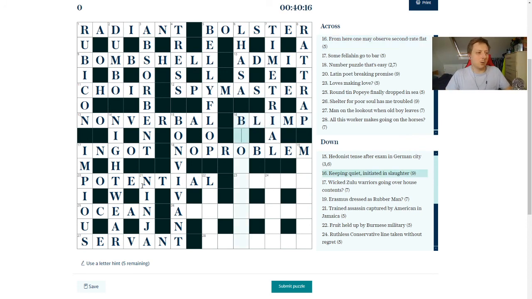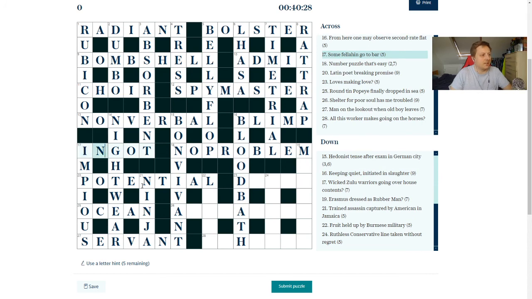16 down. Keeping quiet. Initiated in slaughter. It's got to be bloodbath, because it's the only word meaning slaughter that has 9 letters. But why is it bloodbath? Not bloodbath, bloodshed. Okay. So shh is the quiet. If you initiate something, you blood it. Blooded with SH in.